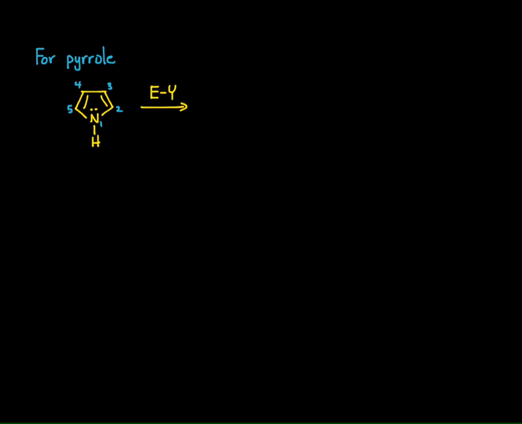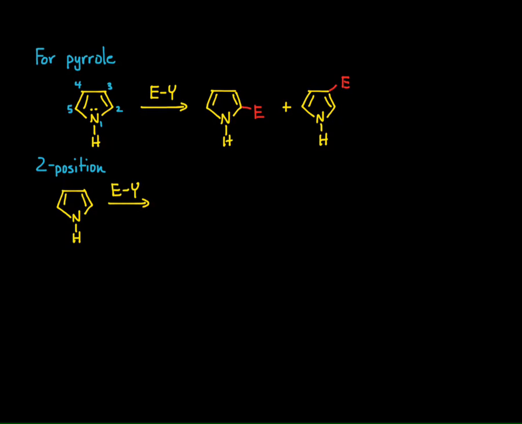And thinking about electrophilic aromatic substitution, we see that the electrophile can either go on the 2 position or the 3 position. Of course, putting it on the 4 position would be the same as putting it on the 3 position, and putting it on the 5 position is the same as putting it on the 2 position. So in this scenario, we only get 2 possible substitution products. Again, to decide which one is favored, we have to look at the stability of the intermediate cations.